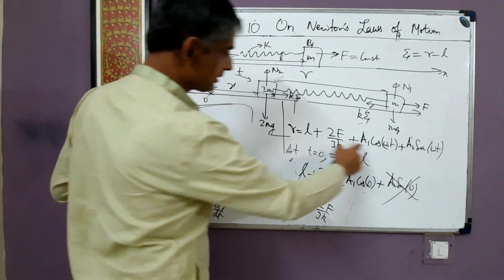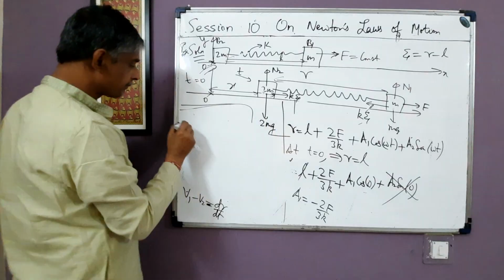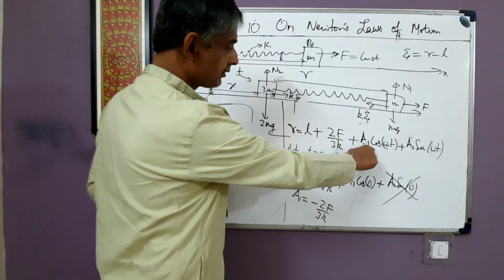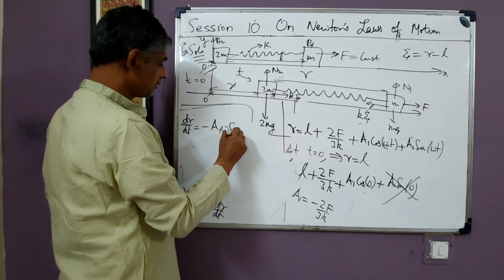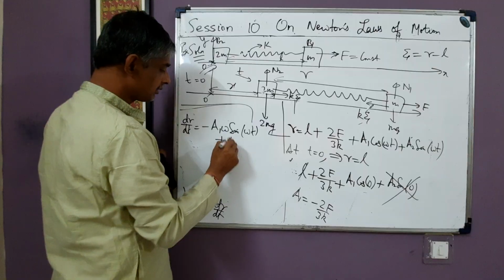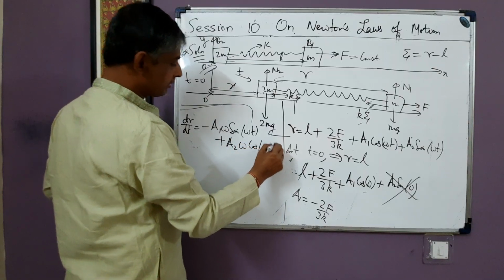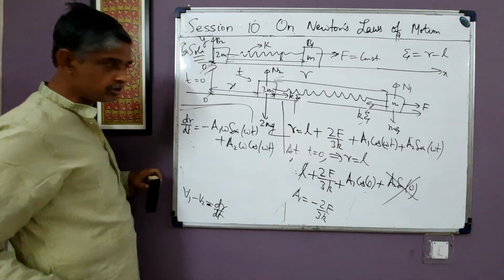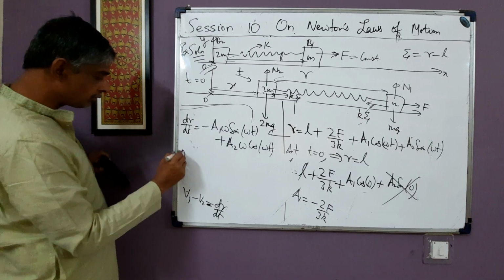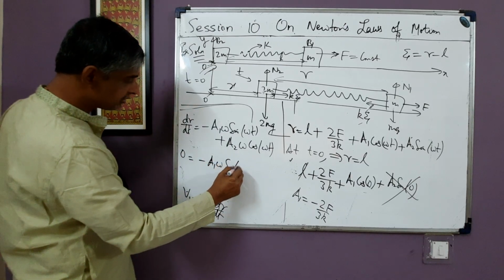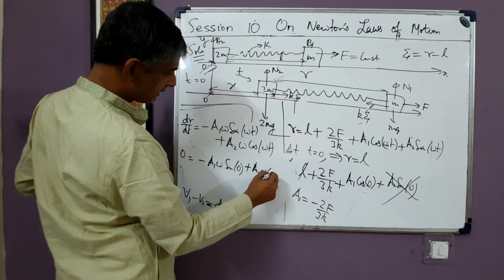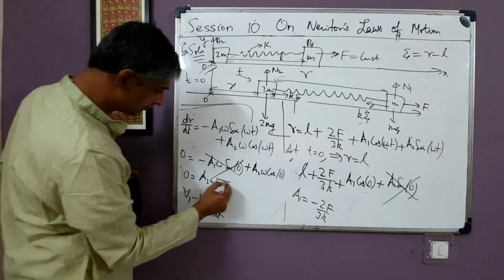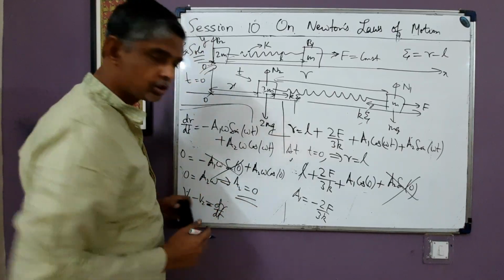What we first find is the expression for dr by dt, the derivative of r with respect to time. These two are constants, so the derivative goes away. This becomes minus a1 omega sin omega t plus a2 omega cos omega t. Now at time 0, v1 is 0, v2 is 0, so dr by dt is also 0. Substitute t equal to 0: minus a1 omega sin 0 plus a2 omega cos 0. Sin 0 becomes 0, cos 0 becomes 1, so a2 becomes 0. So a2 goes away.